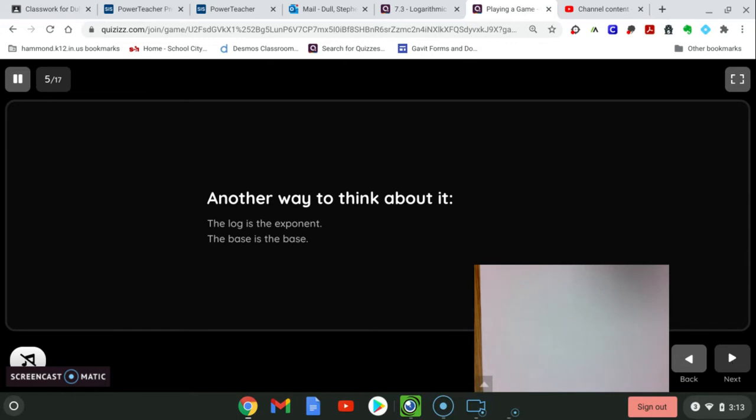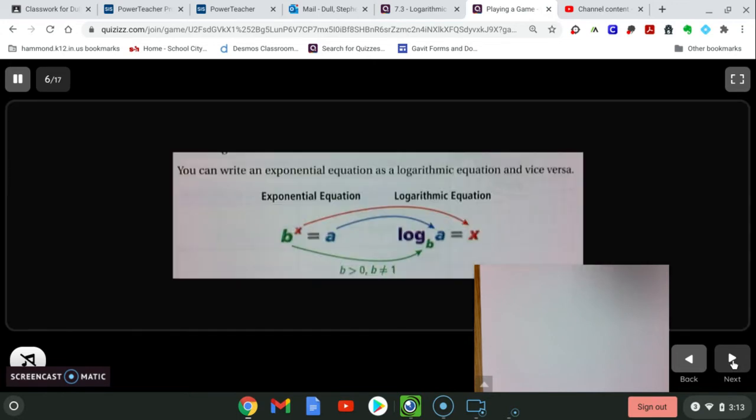We also said you could think about it this way: the log is the exponent. The base of the exponential and the base of the log are going to be the same. The base is the base, the log is the exponent.